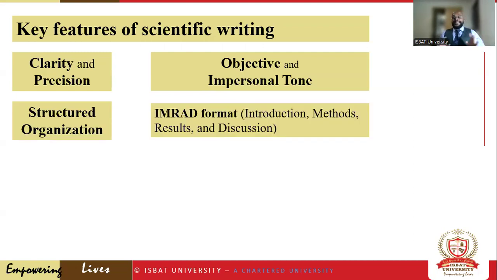Then it should have a structured organization. When you talk about structured organization, we call them formats. It should have introduction, method, result, discussion, but it depends on the journal. There are citation formats, but the basic things have to be there. So this is also important. How it is organized should be in a structured way.